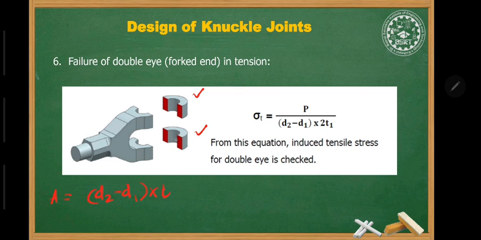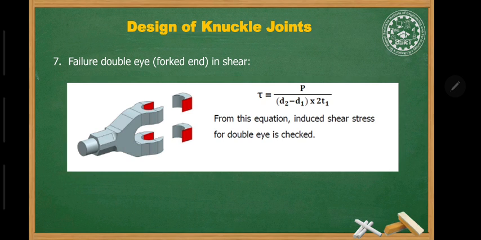as the area is doubled, so the equation will be, that is, A is equal to 2 times d2 minus d1 multiplied by t. So here you can see the equation for the tensile stress sigma t is equal to force upon d2 minus d1 multiplied by 2t1, that is 2 multiplied by d2 minus d1 multiplied by t. It is similar to this equation. Okay, so from this equation the induced tensile stress for the double eye is checked. From now onwards you can simply double the values which we have already calculated for the single eye.